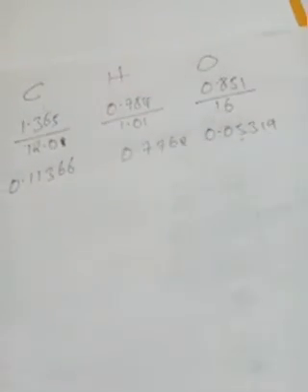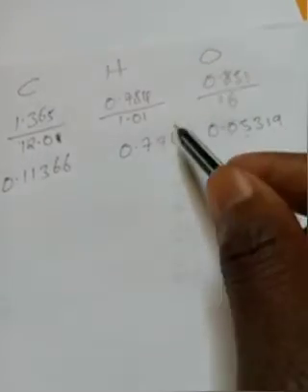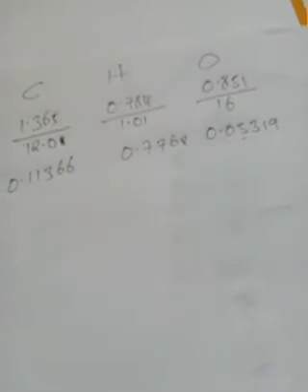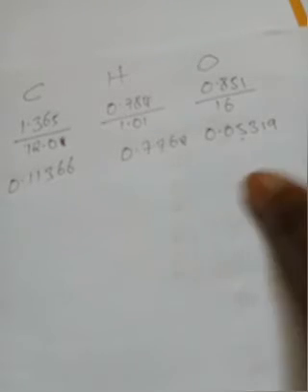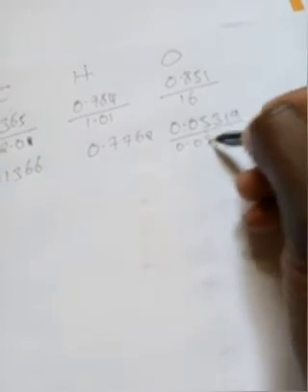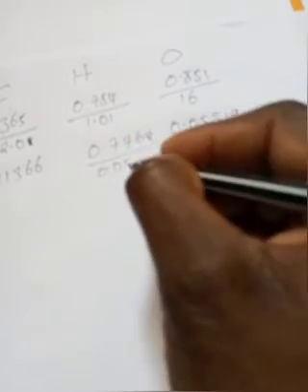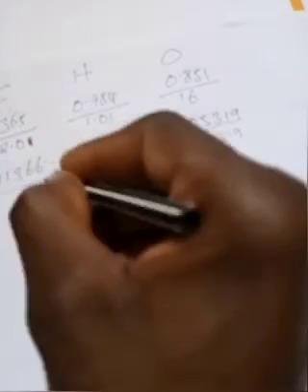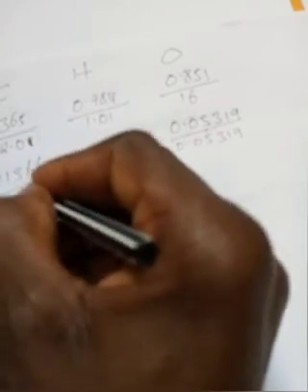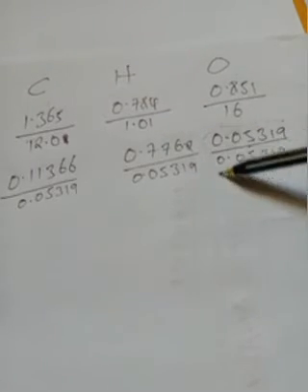Then you look at the number which is less than every number. In this case, you are going to find that oxygen is less than whichever number. The second point, we said you divide now throughout by the smallest number to get a whole number, not the number of moles. So here you say 0.05319. Here you say 0.05319, and also there you say 0.05319. I know someone can even do mathematics here by punching on the calculator.